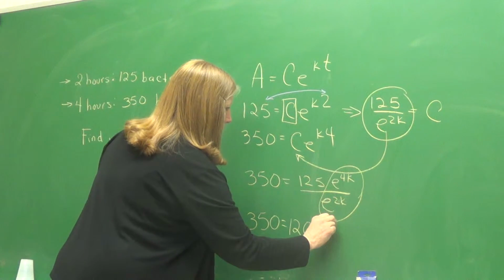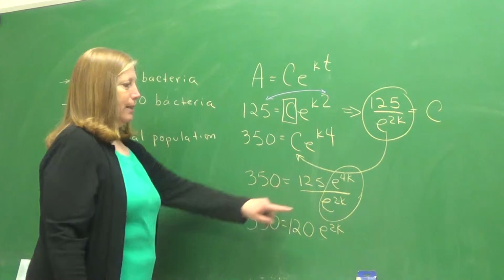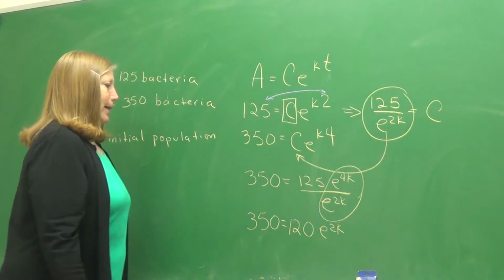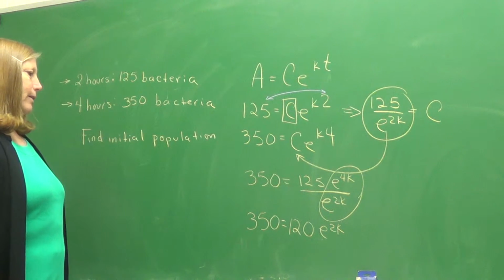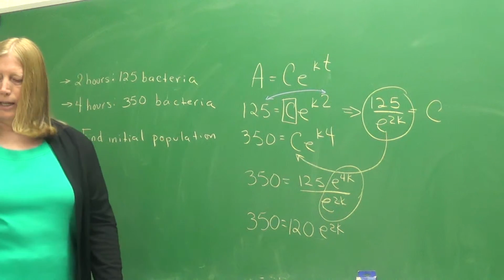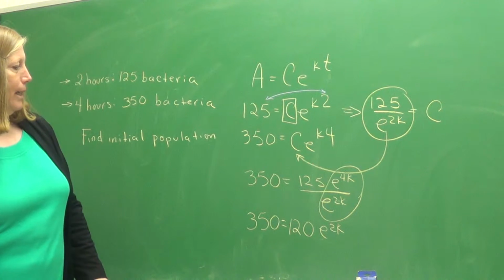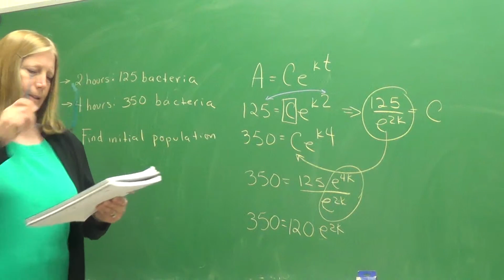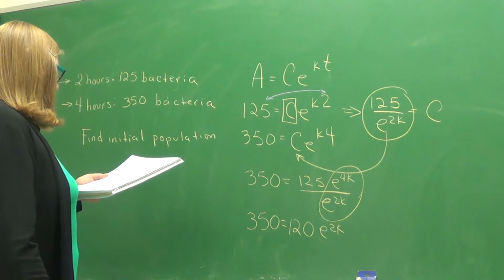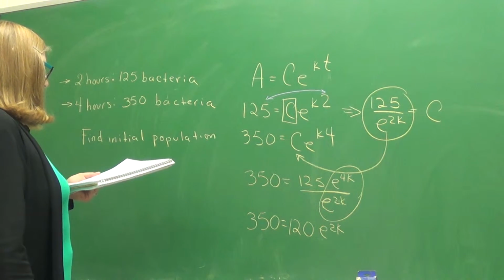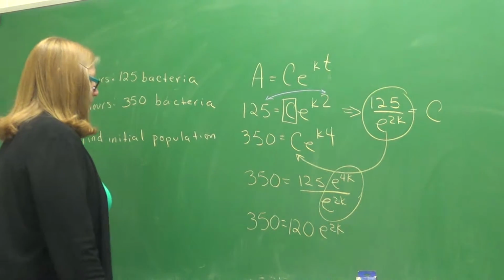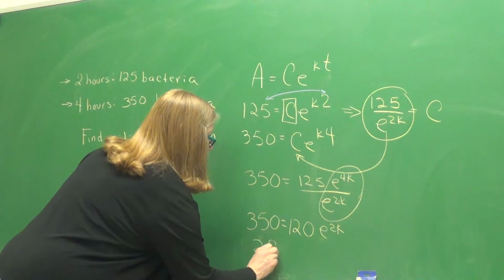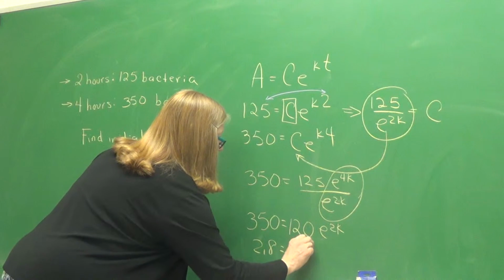All right, so now we're making some progress. Just by subtracting exponents, we can combine those. So go ahead and take out your calculator and divide by 125. And what do we get? 2.8. Right, 2.8 equals e to the 2k.